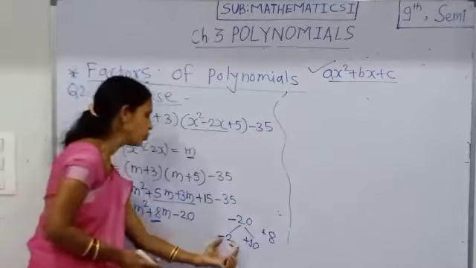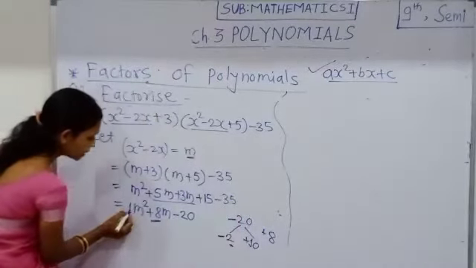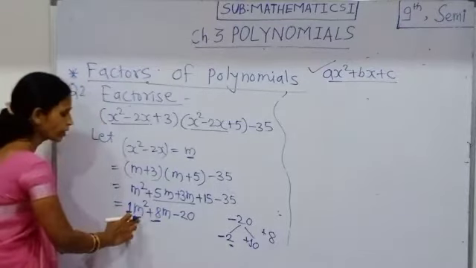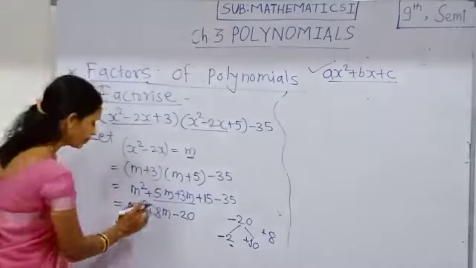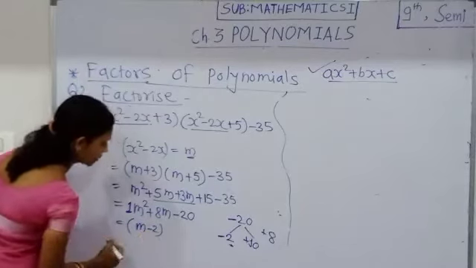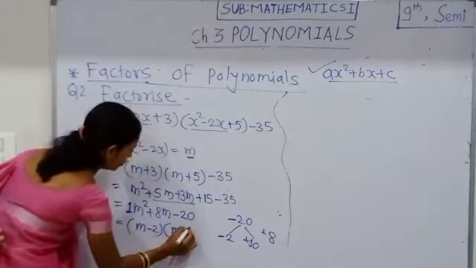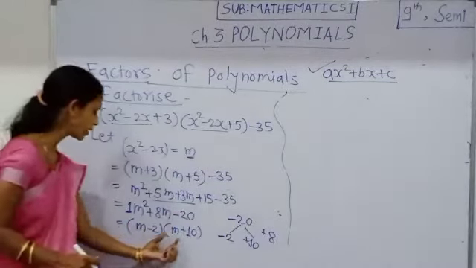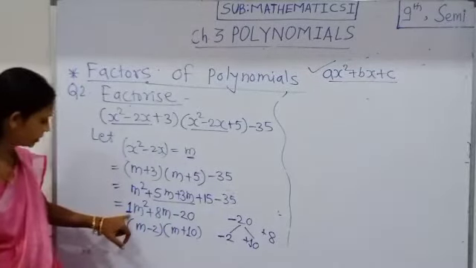Therefore minus 2 and plus 10 are the factors of minus 20. Therefore, as here the coefficient is 1, we can write the factors of that quadratic polynomial directly, like that. See here, m minus 2 is one of the factors, while m plus 10 is another factor. Those are the factors we get directly, because here the coefficient of the quadratic term is 1.